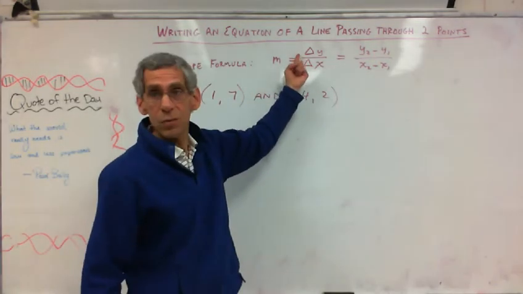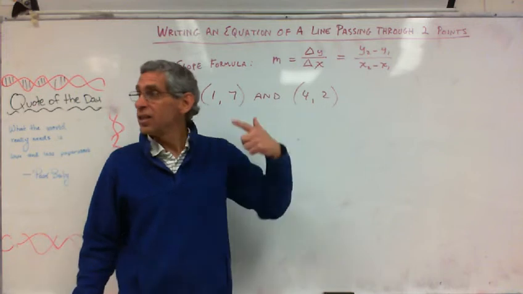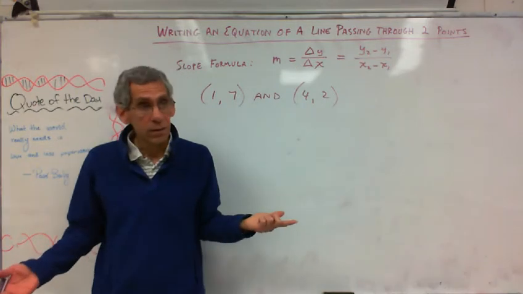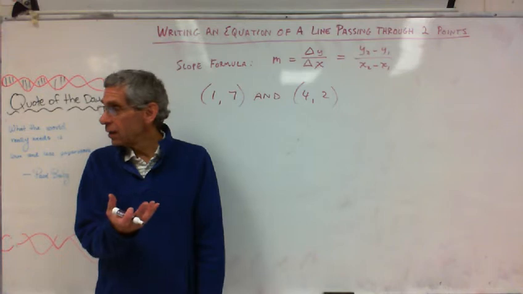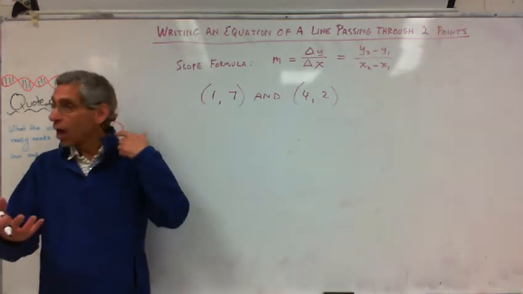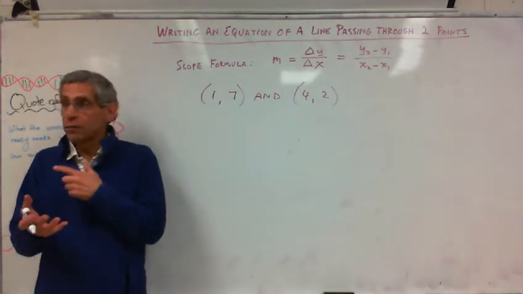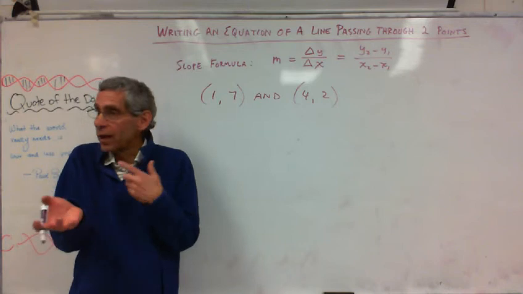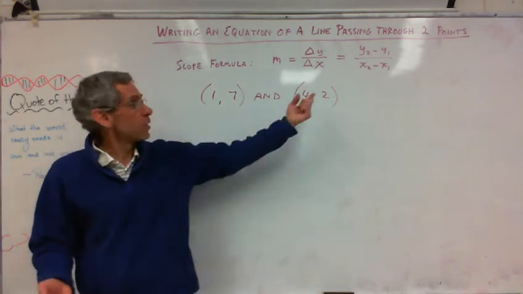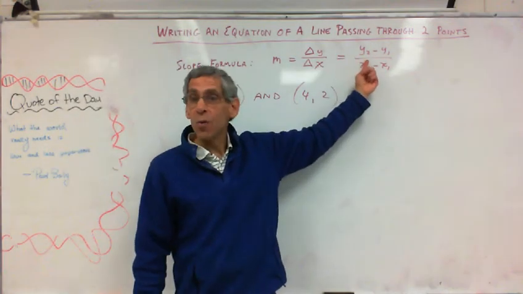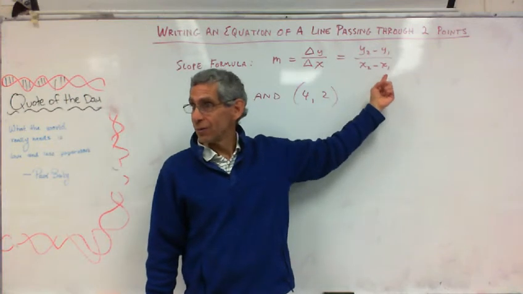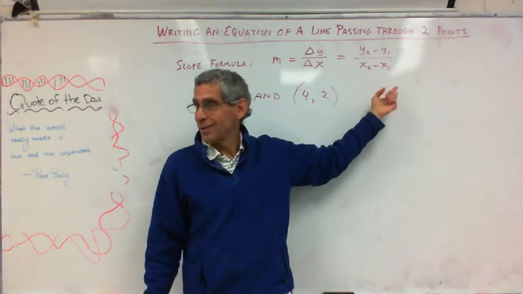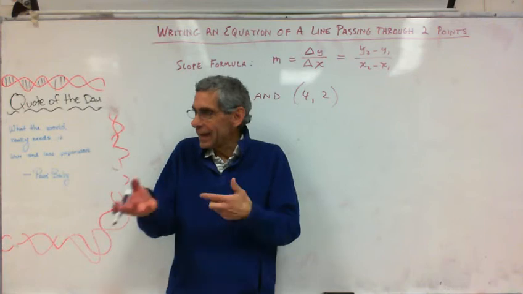What I do is I use this. m is the change in y over the change in x. Change means what? Subtract. So I've got to take one y and subtract the other y from it. I don't care which one is y2 and y1. Sometimes you'll see this formula written as y1 minus y2 over x1 minus x2, and that throws everybody for a loop. It's the same thing. It doesn't matter which one you make it.